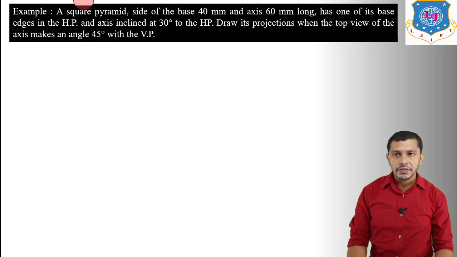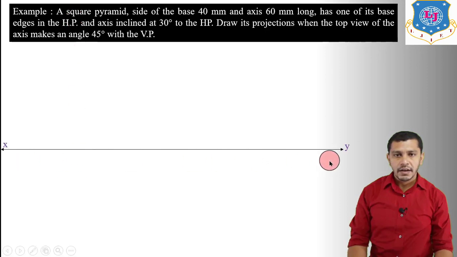So if we will assume the square pyramid standing on HP on its base, the top view of the square pyramid will be the true shape of its base. That means right now it will be a square. So top view of the square pyramid will be a square, and front view will be a triangle. So let's start with the XY reference line.